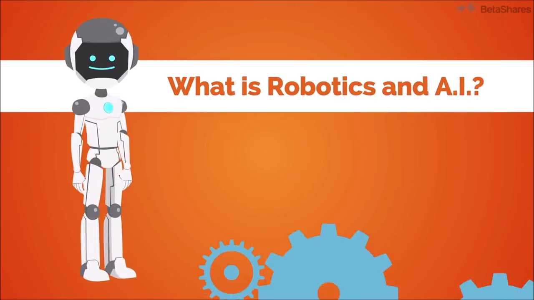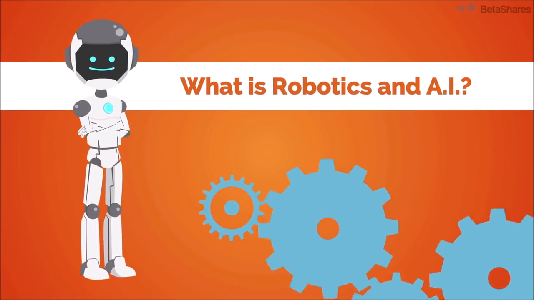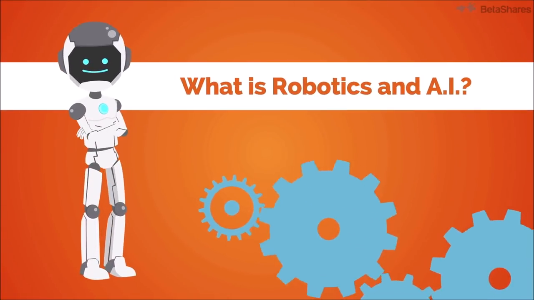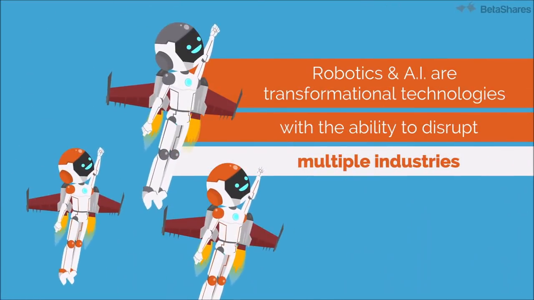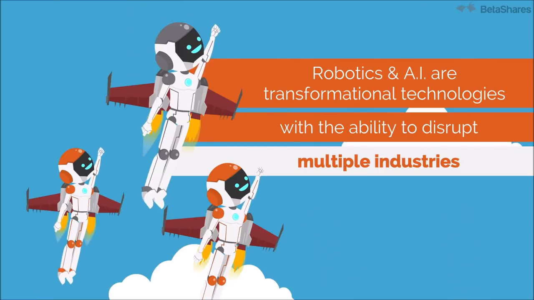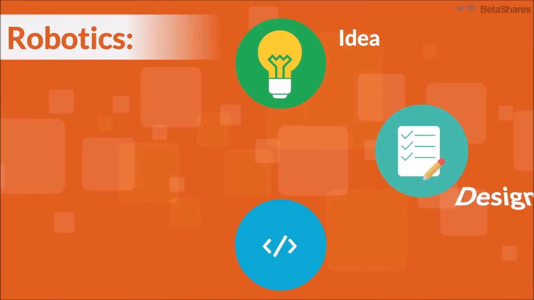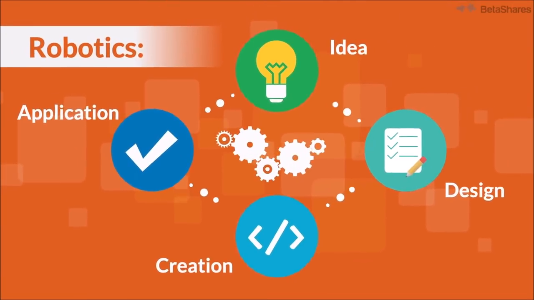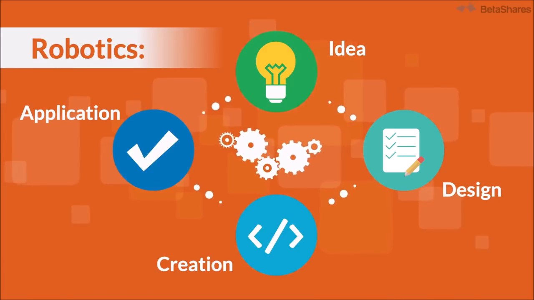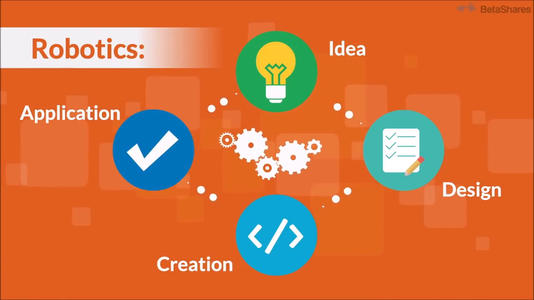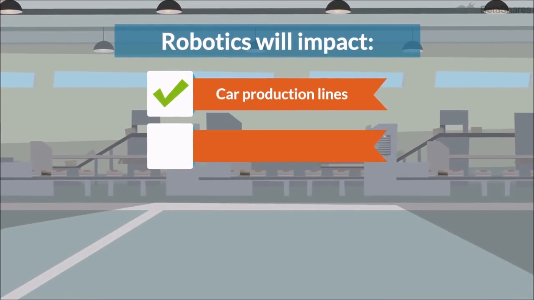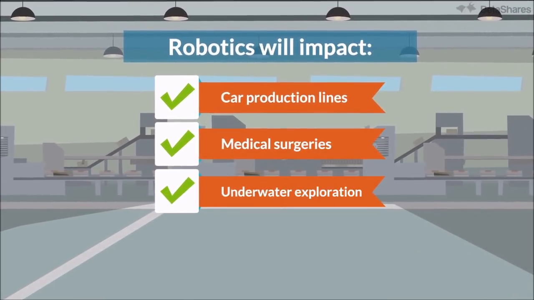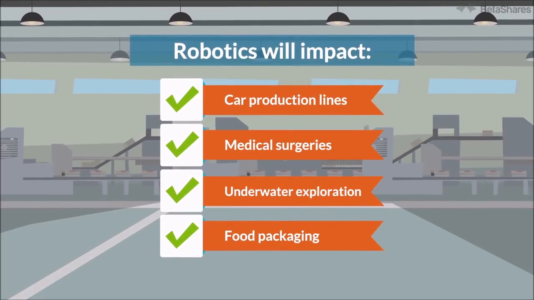What is robotics and AI? Robotics and artificial intelligence are transformational technologies that have the ability to disrupt multiple industries. Robotics involves the idea, design, creation, and application of programmable mechanical devices that can perform tasks and interact with their environments without human input. Think of the impact of robotics on car production lines, medical surgeries, underwater exploration, and food packaging, to name a few.